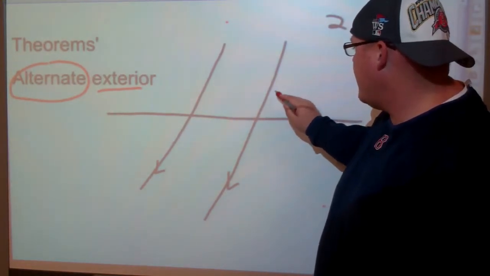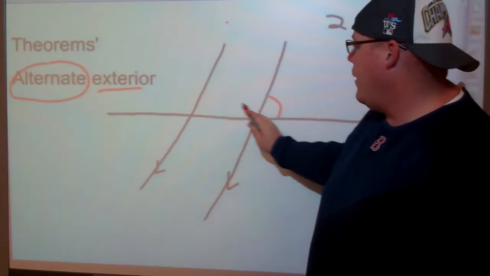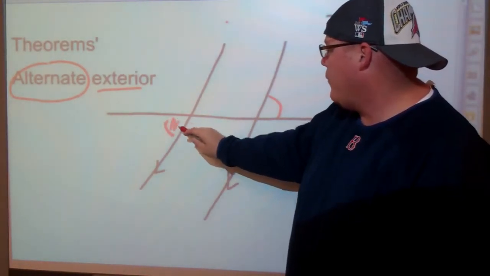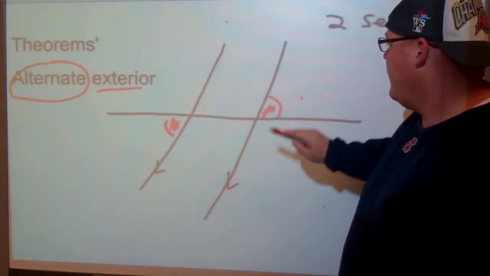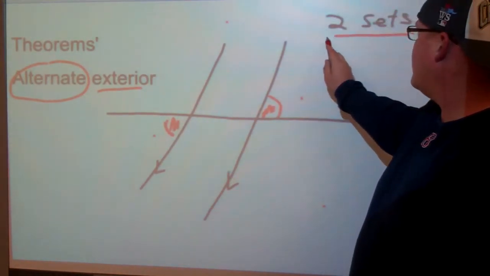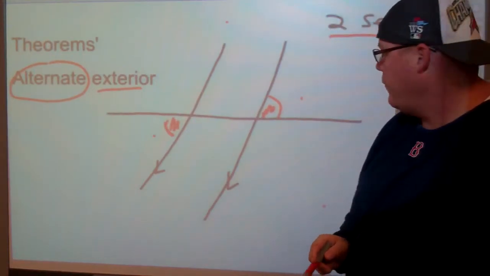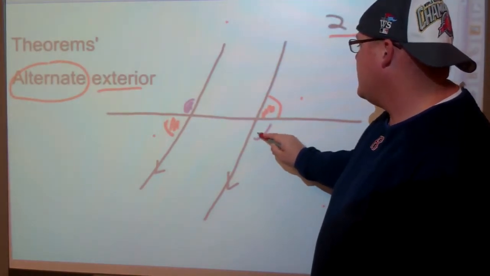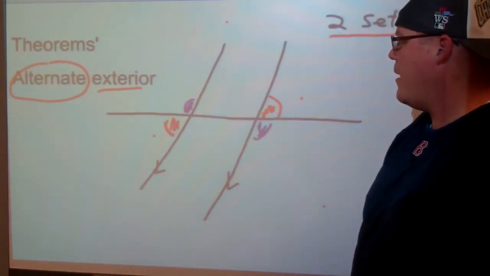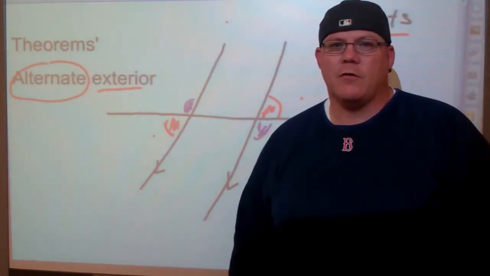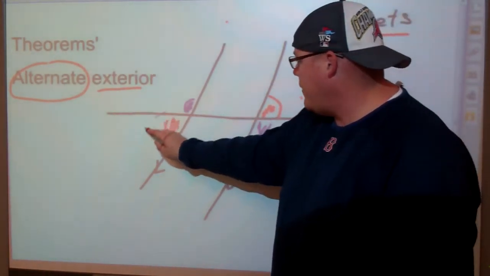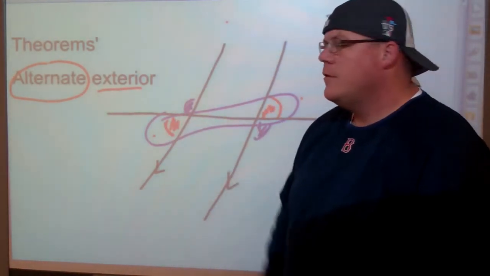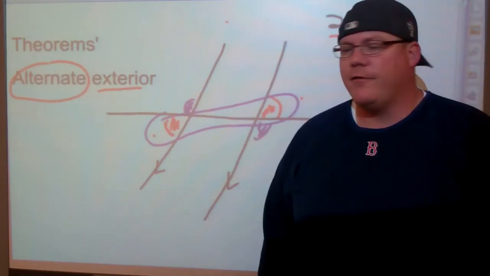So if I'm on the exterior of the parallel lines and I'm alternate of the transversal, you see here this would be alternate exterior angles. This angle and this angle. Well, there are 2 sets of alternate exterior angles. So this is set 1 and this is set 2 of alternate exterior angles. Each pair is congruent to one another. You'll notice that this set, each one of them is an acute angle. So those angles are going to be congruent, meaning they have the same value.